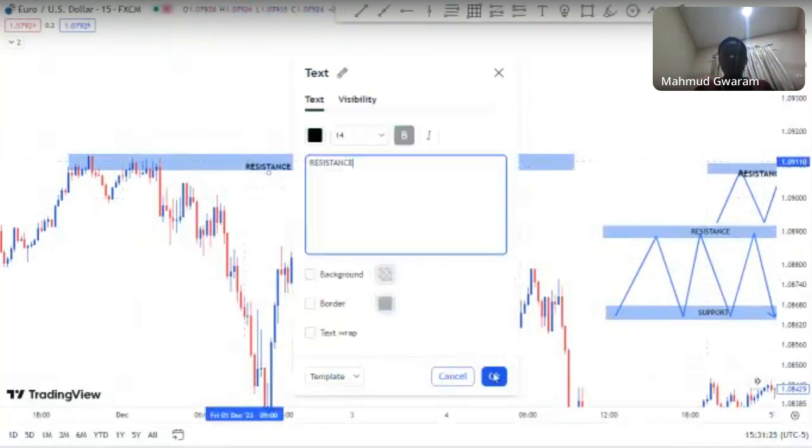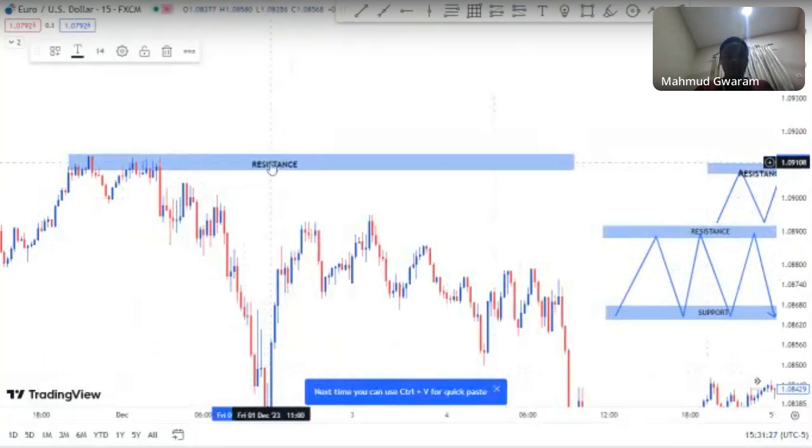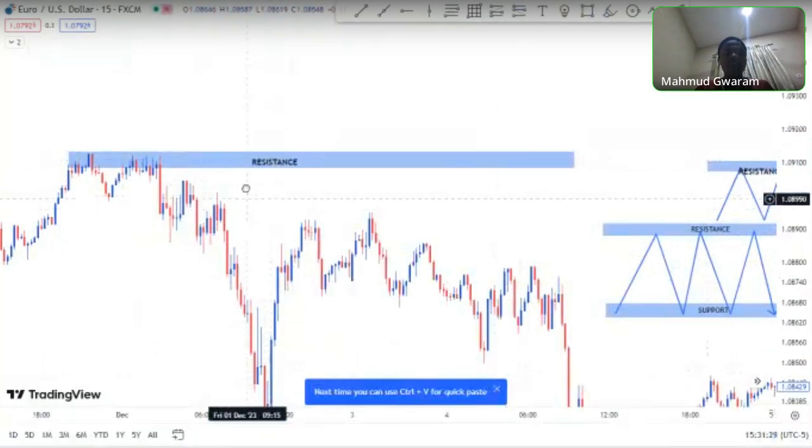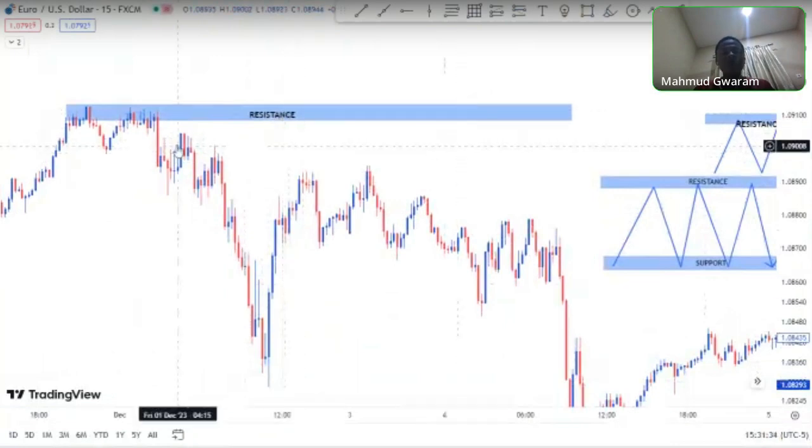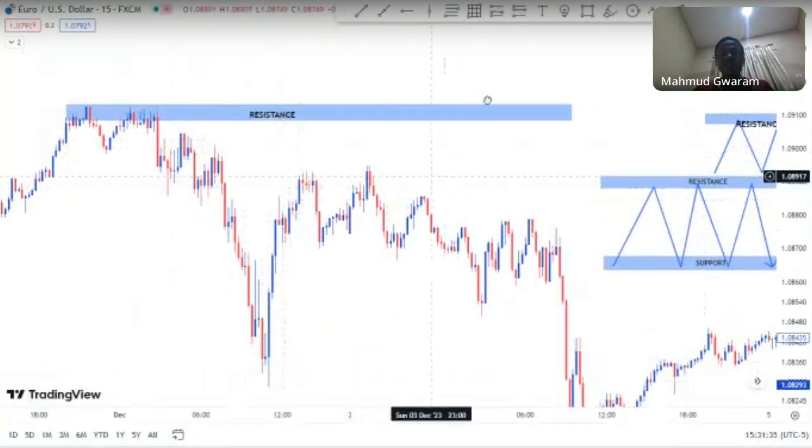This place is now acting as resistance. All right. Okay, the market did react to that place, and the market now turned. The market did not react to this particular place. Okay, the market keeps moving.